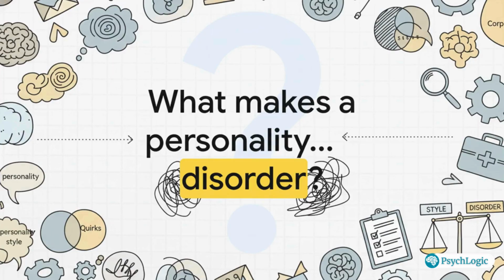We all have our quirks, right? Our own unique ways of being. But where does psychiatry actually draw the line between just having a certain personality type and having a clinically recognized personality disorder? How do they make that call?